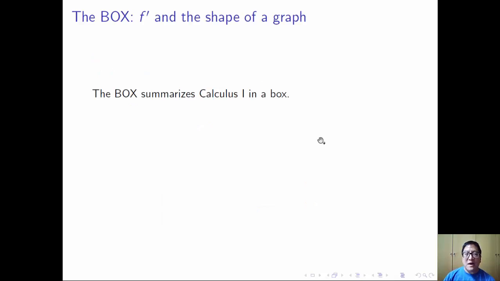All right, so now let's talk about the box. This is sort of one of my favorite things about calculus: the box summarizes this entire class in a box. And here's the first part of it. Ta-da! There we go.